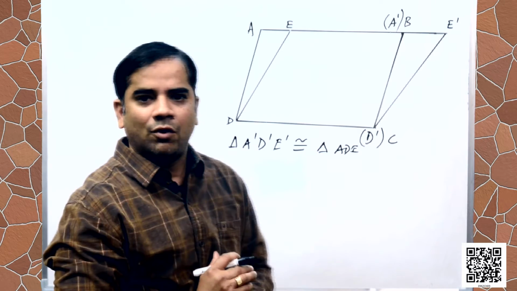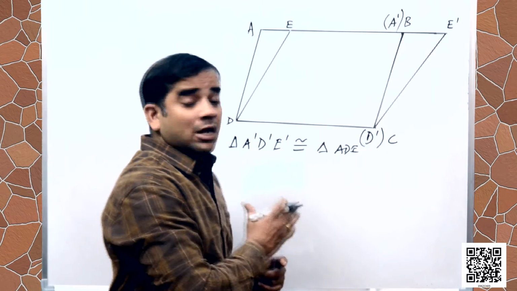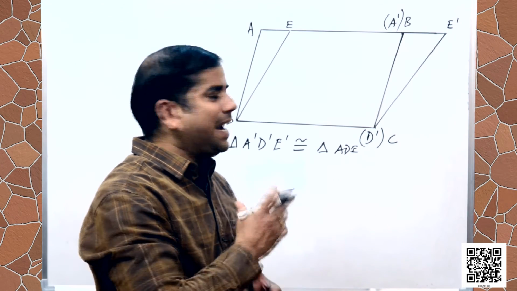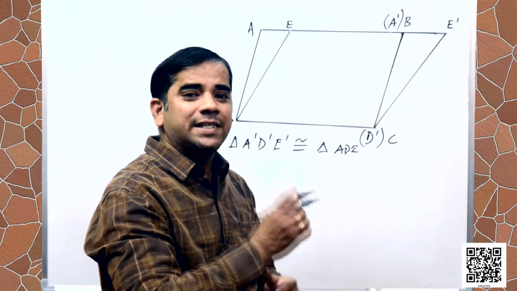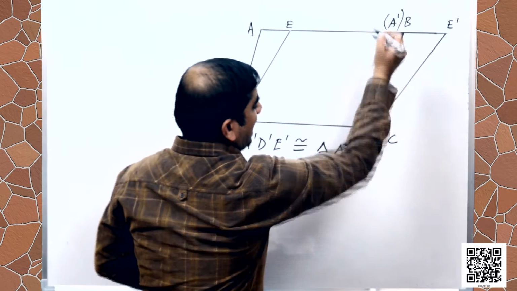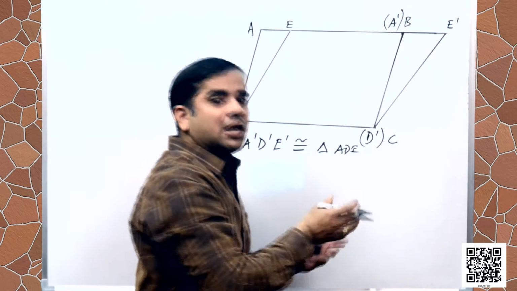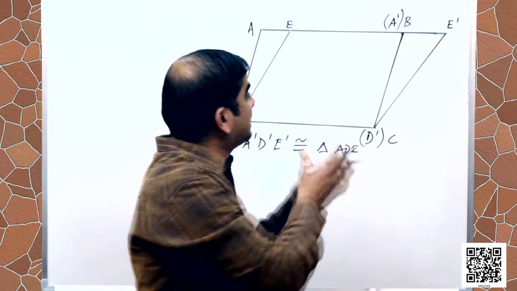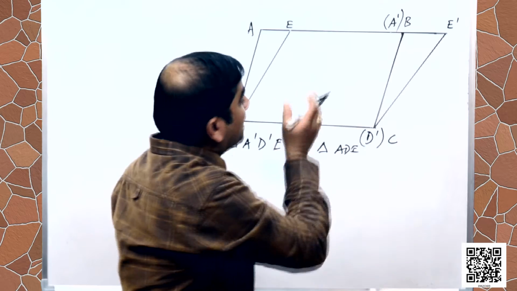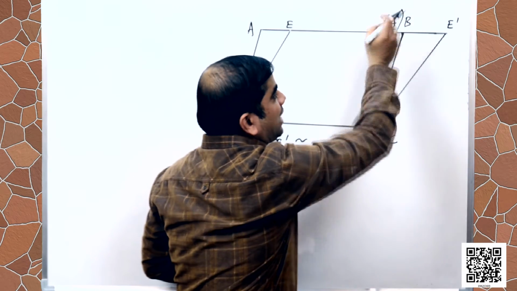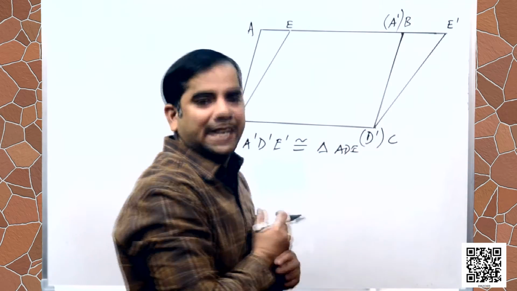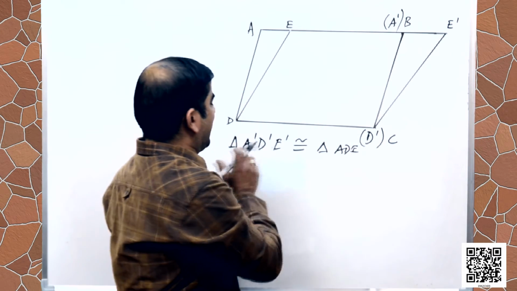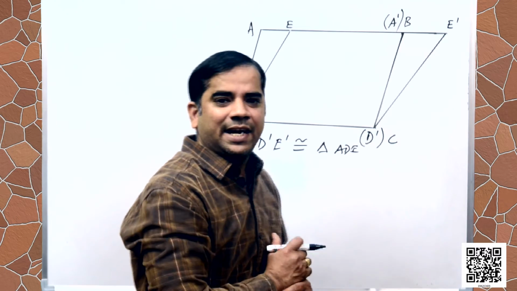Fine. So we have to place triangle A dash, D dash, E dash in such a way that A dash, D dash coincides with BC. A dash and D dash, these 2 points should coincide with B and C. That means both the points are same with a different name, because we need to separate out this triangle from the parallelogram ABCD. So B is coinciding with A dash and C is coinciding with D dash, so that we have triangle A dash, D dash, E dash, which is congruent to triangle ADE.